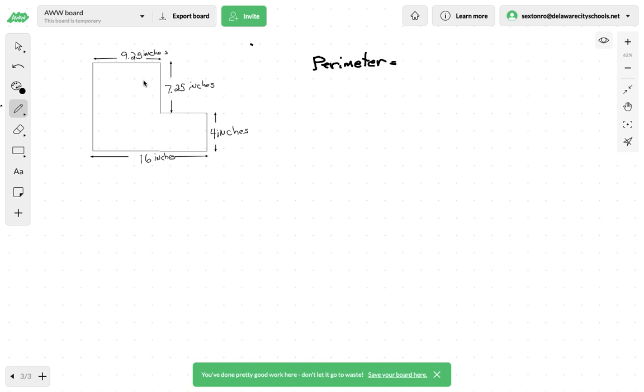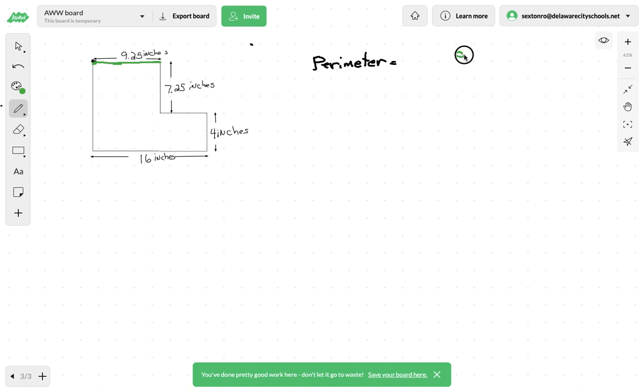Perimeter equals. Now, for the perimeter, just the same, I'm imagining if I were to take a string and wrap it all the way around all these edges, right? I would have to do all of these sides. So let's start right here. I'm going to start right there. If I go from there, black is not a good choice. Let's try green. If I start there and I go from there to there, that's 9.25 inches.